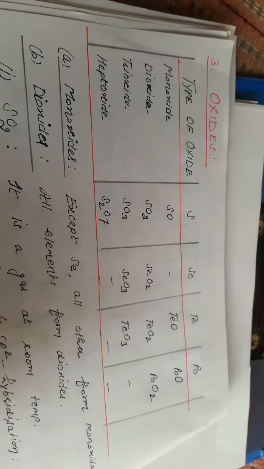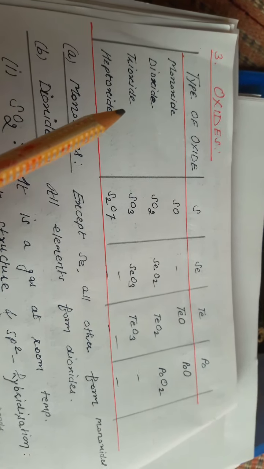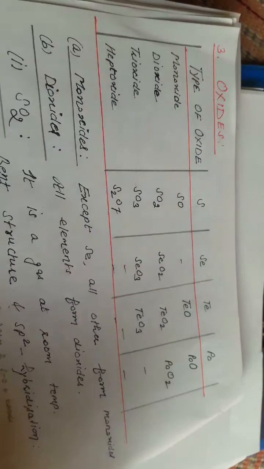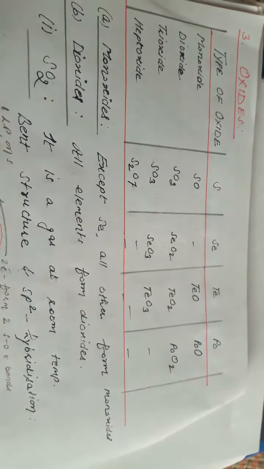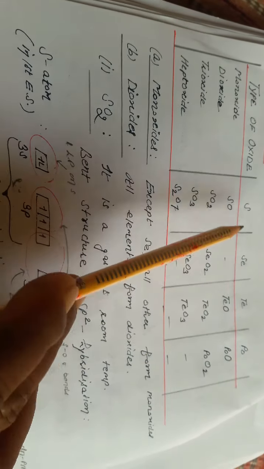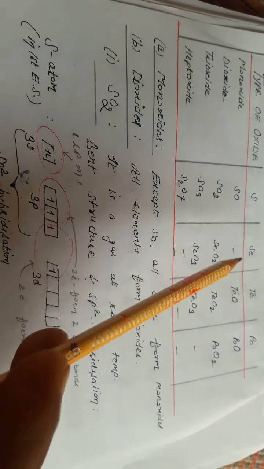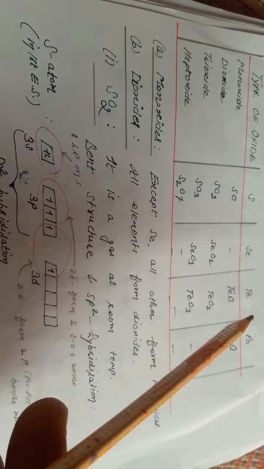Next is oxides. Mainly we have four types of oxides: monoxide, dioxide, trioxide, heptoxide. So these are the oxide forms, and about these, first is monoxides. Except selenium, others form the monoxides. Dioxides: all elements form the dioxides.